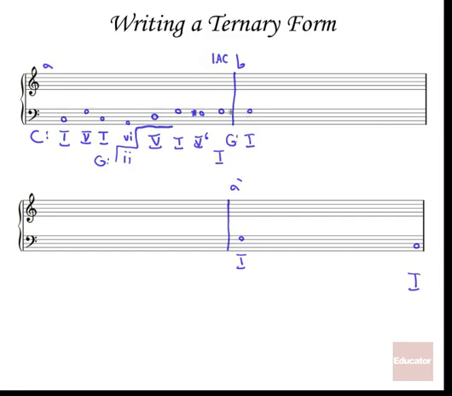And then for the B section, we're just gonna stay in G for the duration of the B section. So let's go with G down to 6, and then down again by 3rd to 4.